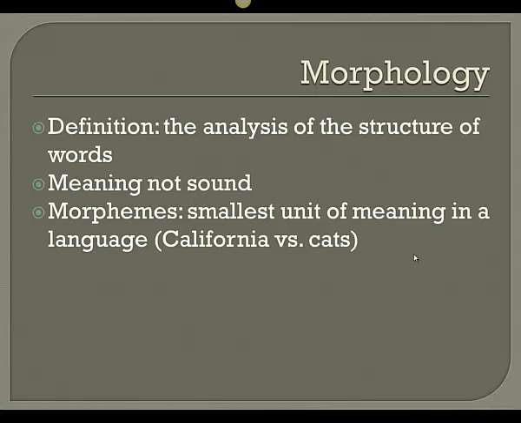The same with the or and the nya. They have no distinct meaning within that word. So we can say that the word California is one single morpheme, one piece of meaning. If we compare that to the word cats, we can actually see that there are two pieces of meaning within the word cats. First, we have the word cat, which means a feline animal, and then we have the plural s.